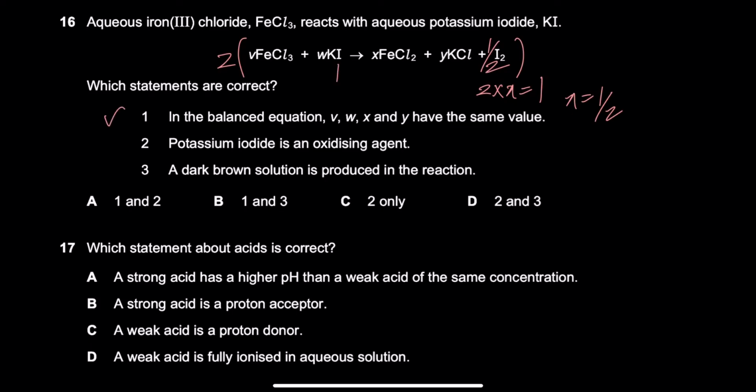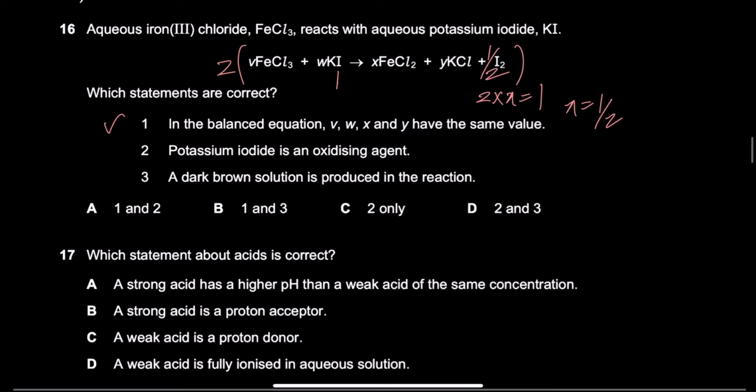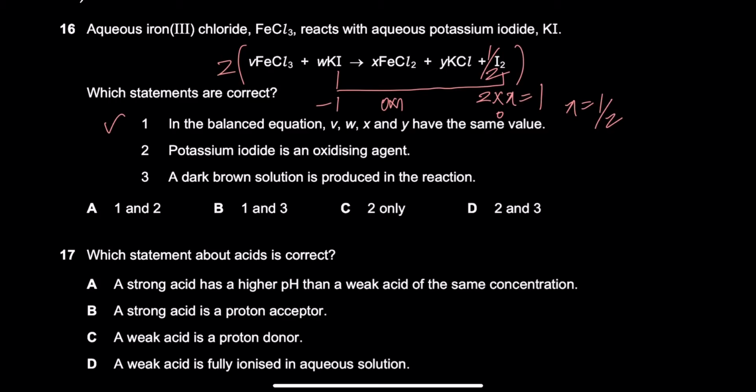Let's check it out. Potassium iodide is not an oxidizing agent. We know it's a reducing agent, but let's check it out. I here is -1, its oxidation state, and then it goes from -1 to 0. Why? Because the oxidation state of any pure element is going to be 0. Now it's going from -1 to 0, so it's oxidizing itself, and since it's oxidizing itself, it's going to reduce something else. So it's a reducing agent, not an oxidizing agent. So 2 is wrong. So 1 and 3 should literally be your answer, B, without even looking at 3.